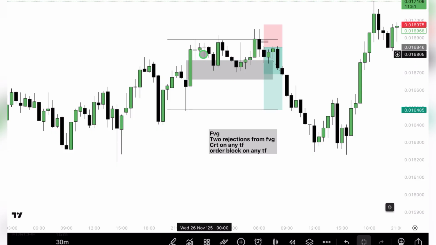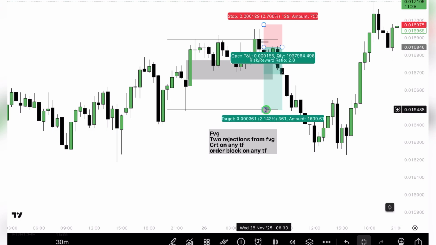So I looked for a fair value gap, then price came down to this fair value gap, okay? It got two rejections, went up, okay? Now I got my desired structure, fair value gap, rejections. Now I can look for CRT, and I can shift to other time frames and see if there is any CRT. So there was a CRT on 4 hour, okay? Then I shifted to a smaller time frame and looked for an order block, and then I got my entry. So this is how it works.